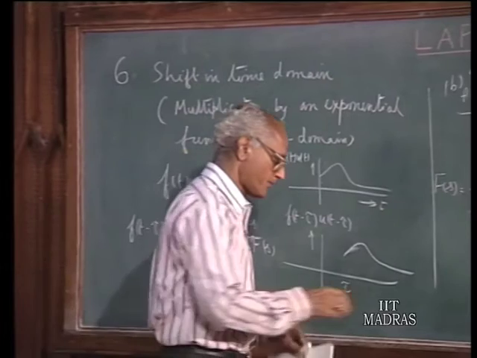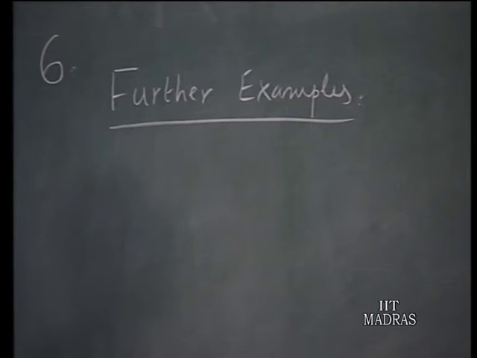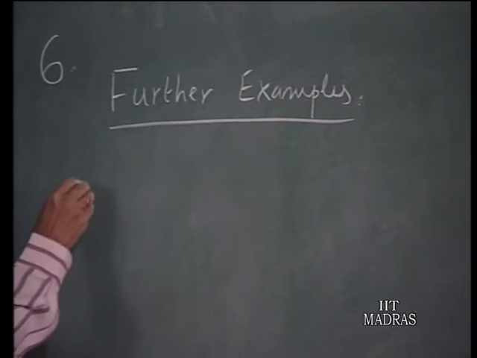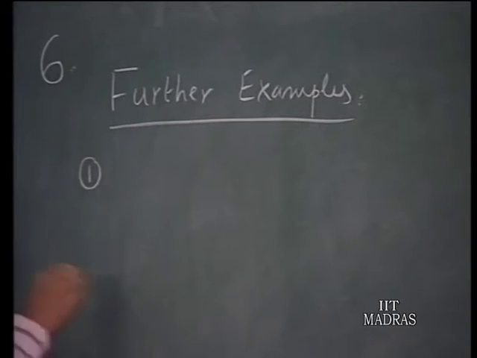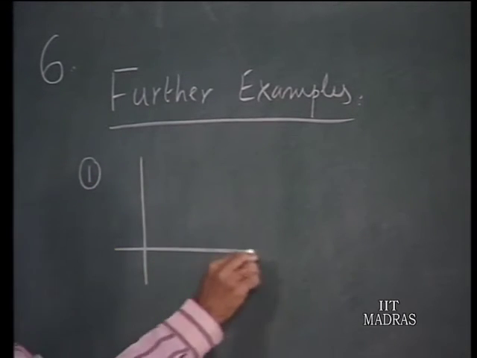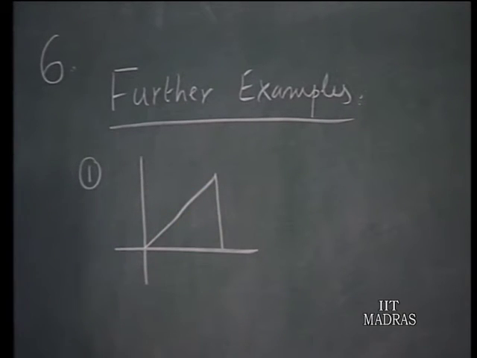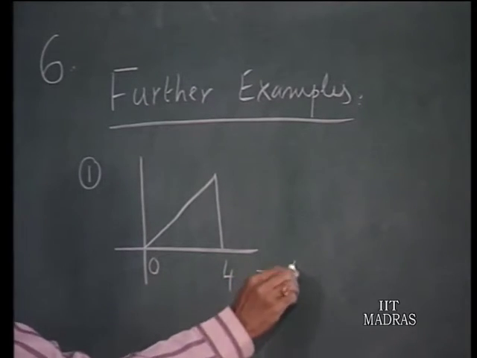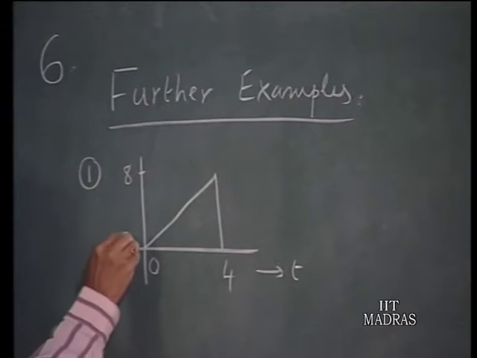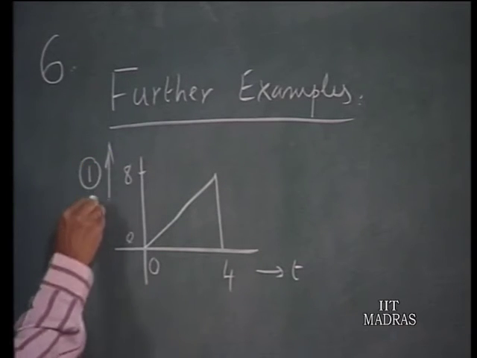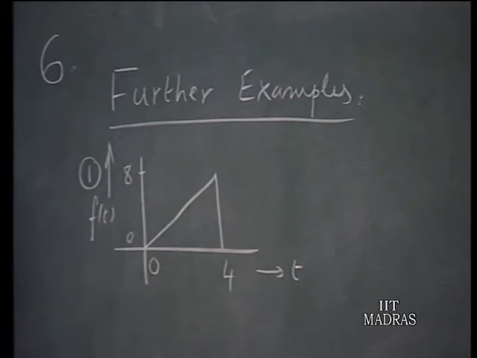So, let us move on. Let me consider two further examples. One, suppose I have a triangular pulse function. It lasts from 0 to 4 seconds, it reaches a value of 8 at t equals 4, and we would like to find out the Laplace transform of this.